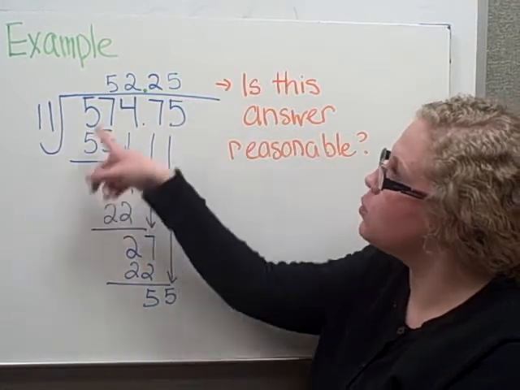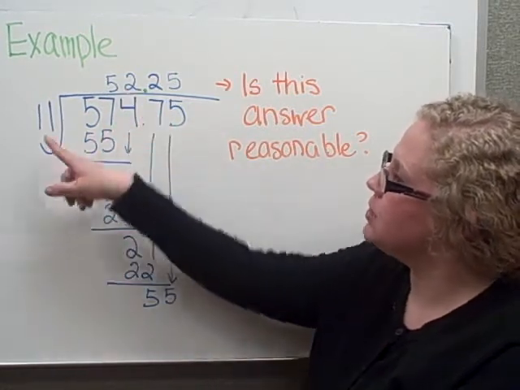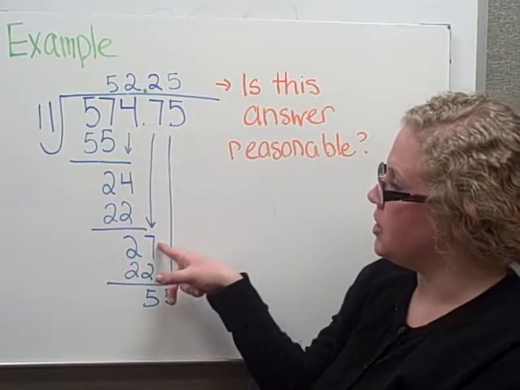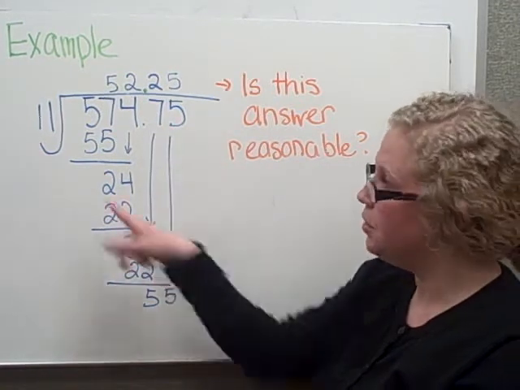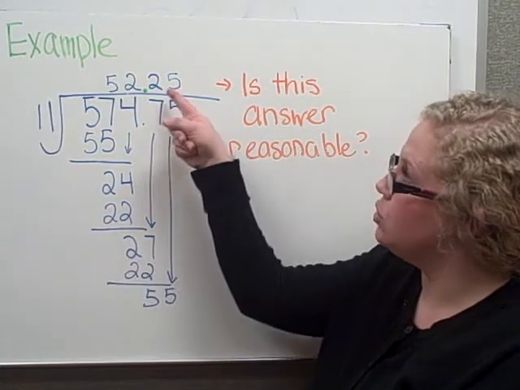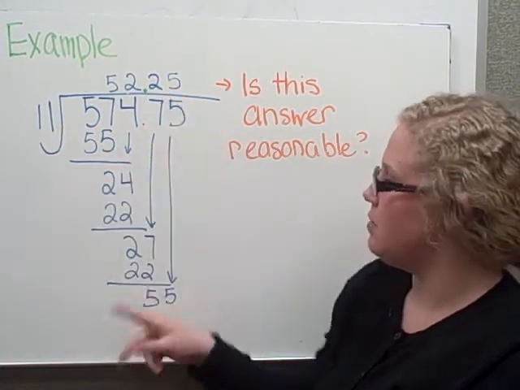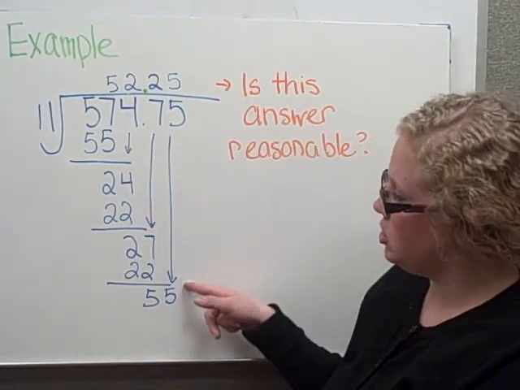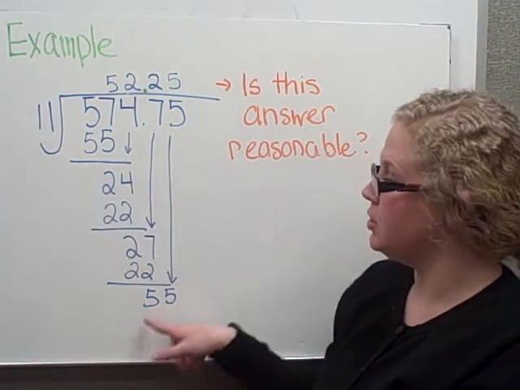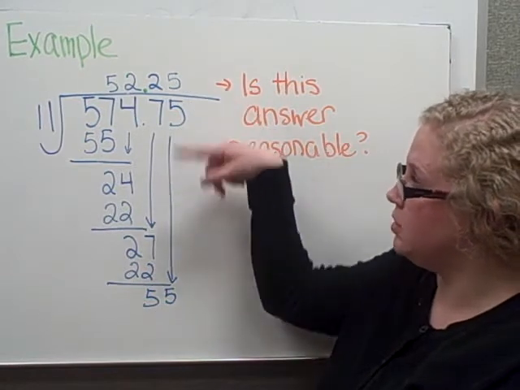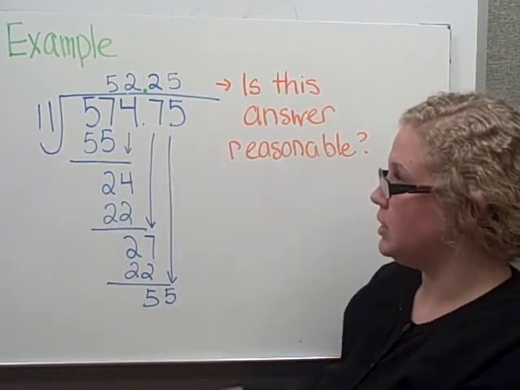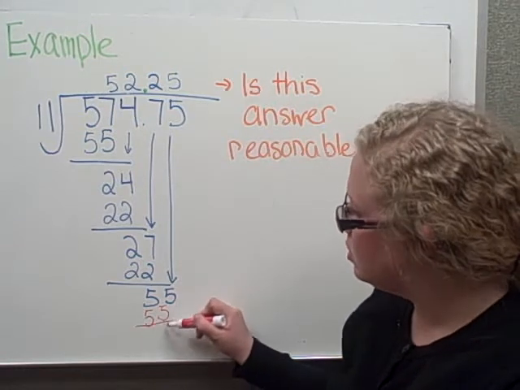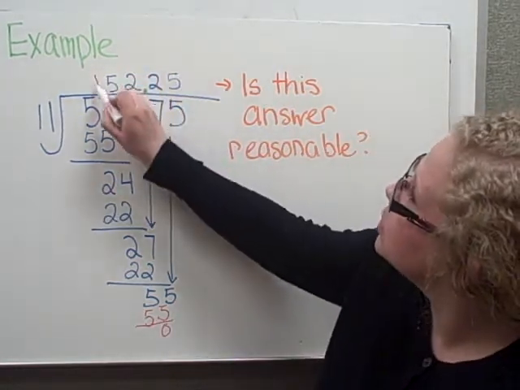11 goes into 24 twice. 2 times 11 is 22 with a remainder of 2. Bring down our next digit, which is a 7. 11 goes into 27 2 times. 2 times 11 is 22, the remainder of 5. We bring down our next digit, which is a 5. 11 goes into 55 5 times. Finally it goes in perfectly, and we don't have a remainder. So this is our quotient.